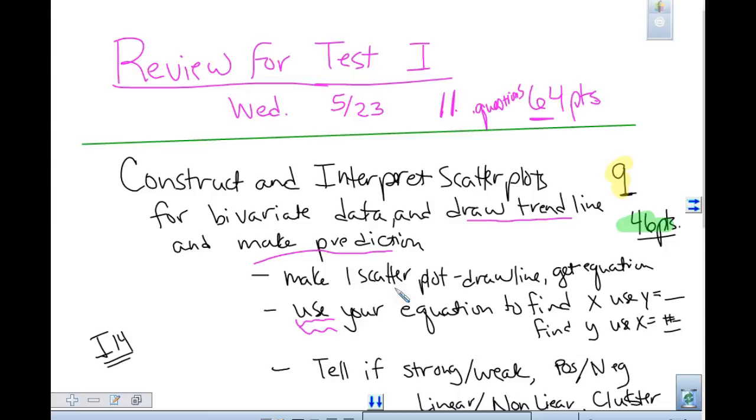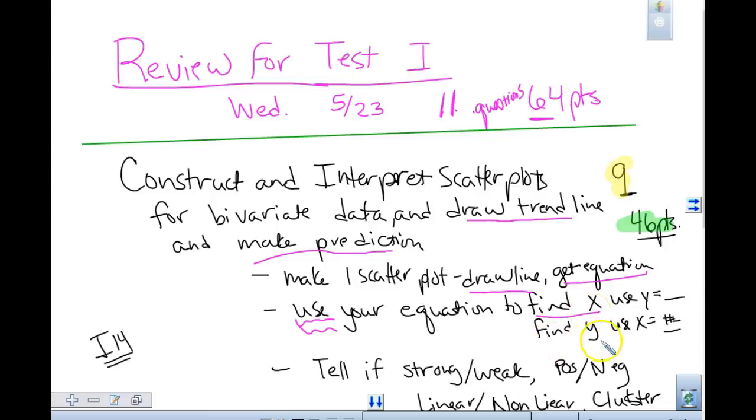The other one, you're going to make the scatter plot. You're going to draw your line. You're going to come up with your equation. Once you have your equation, I'm going to say something like in that last one in your homework that you're working on, I6. How do you find how many feet you are away if you get this many hits? So if you know the y, if you know what number y equals, find the x value.